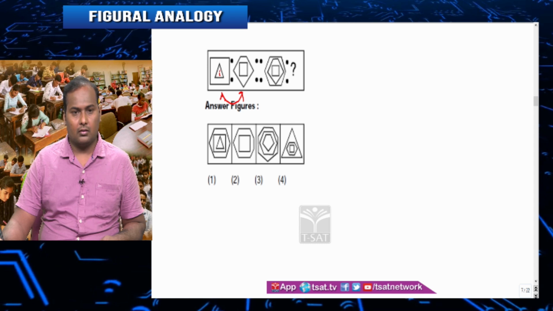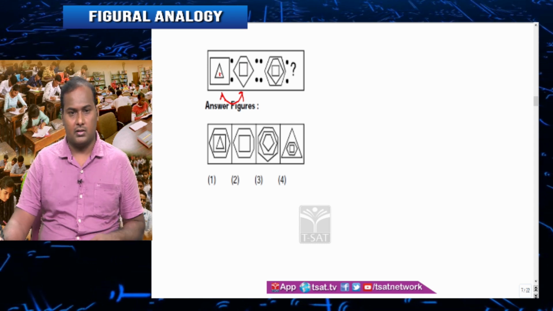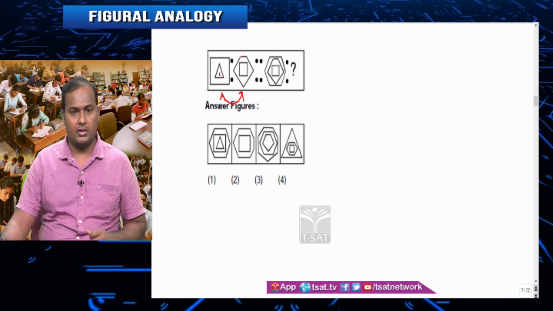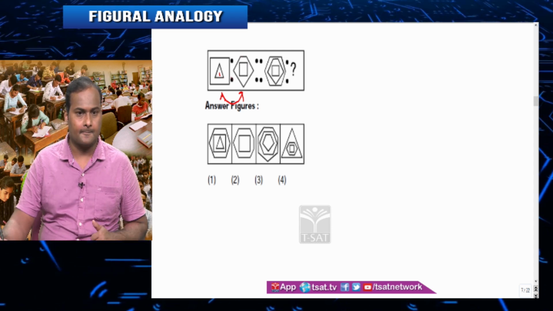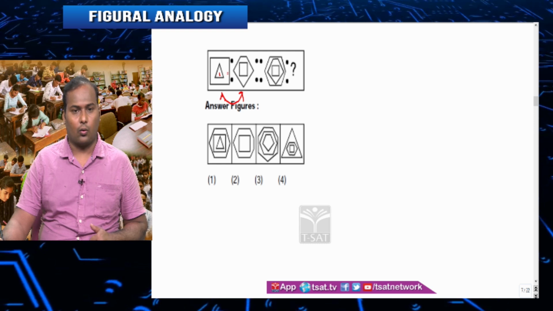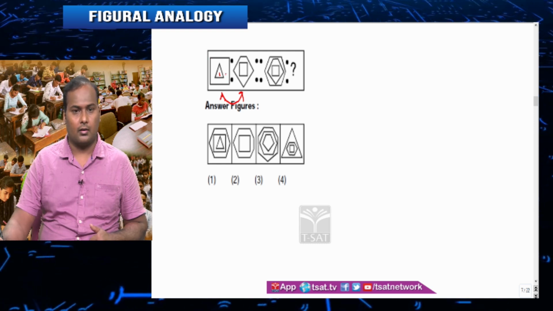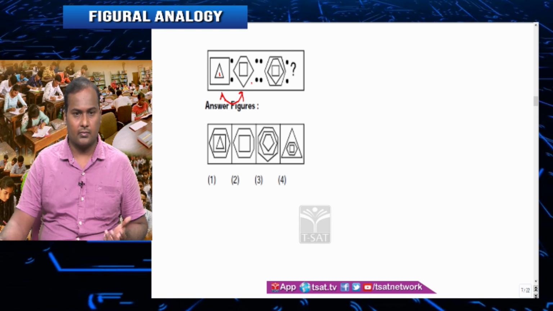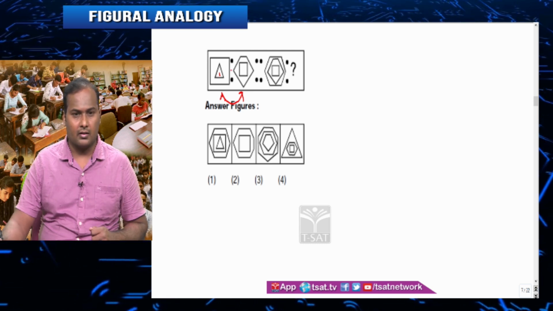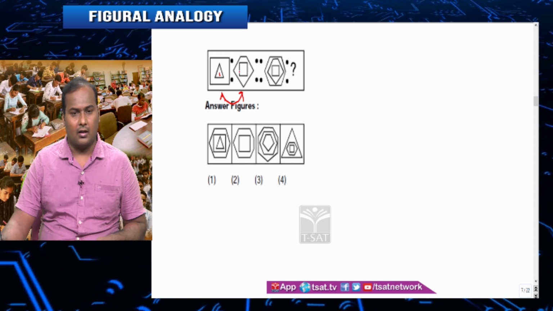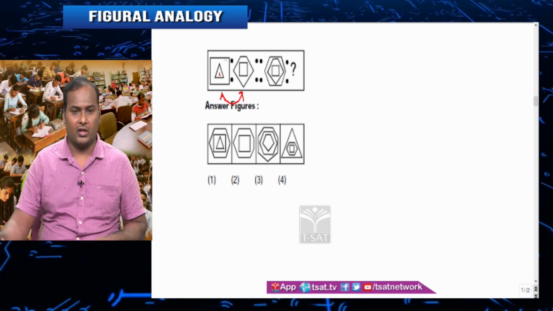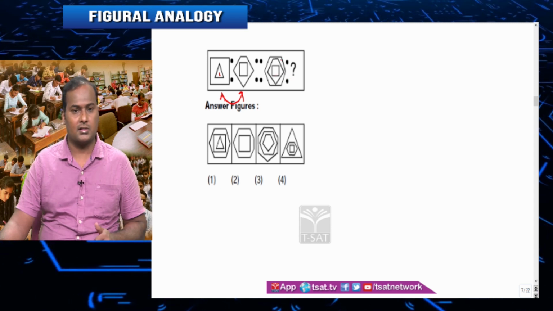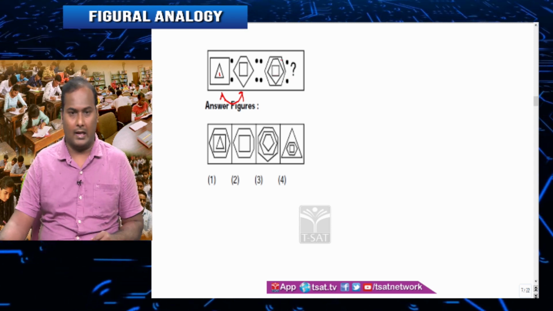The moment it moved to the next position, the triangle became a square, meaning he increased one line. In the same way, here the quadrilateral or the square becomes a pentagon, meaning one more side he increased. So there was an increase in line from one figure to the next figure. In the same way, we try to apply the same relation. What is the relation? Increase one line here.